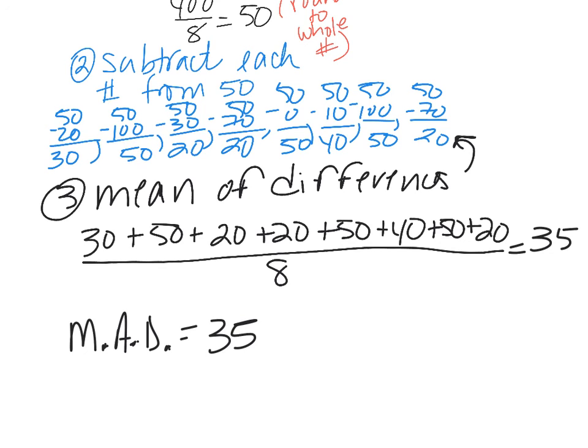Just like last year you used the range to decide what measure of central tendency was best to use, the mean, or maybe the median or the mode, in 8th grade the mean absolute deviation tells you how spread out your data is. It's just instead of the distance between all of the data points, it's the distance between the mean and all of your data points.